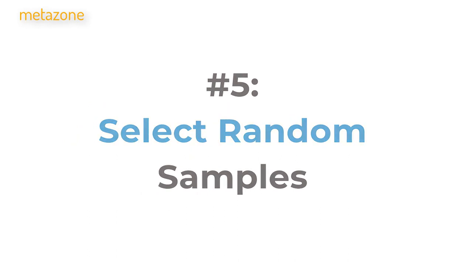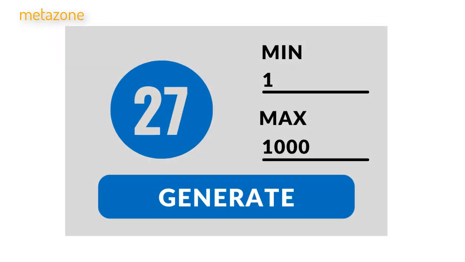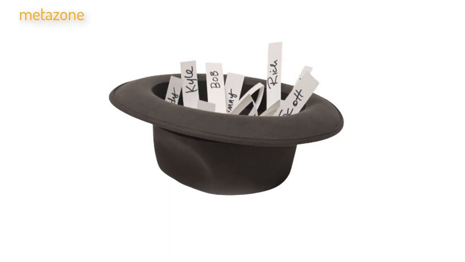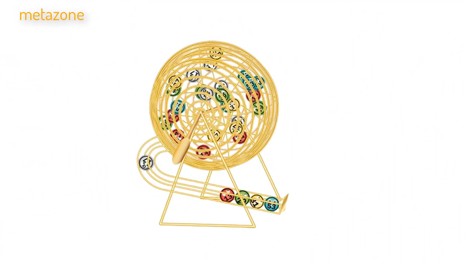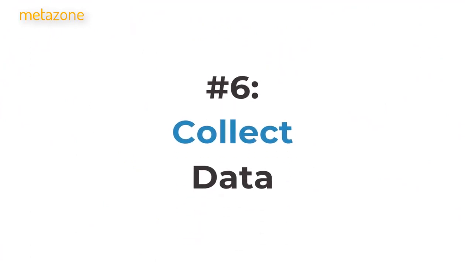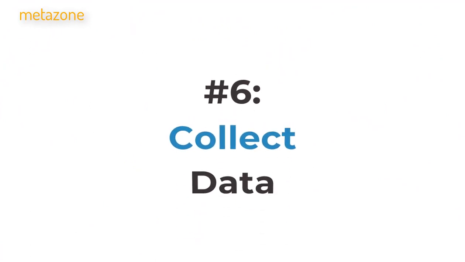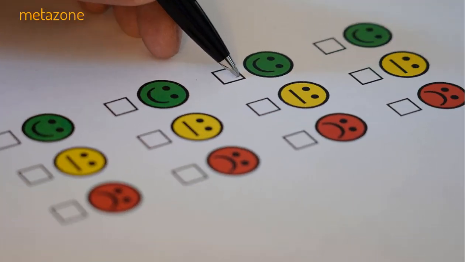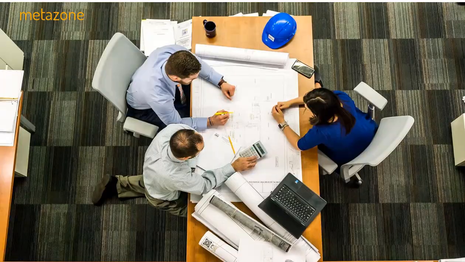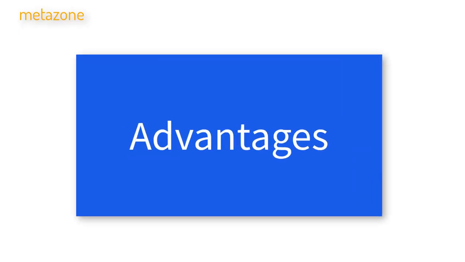Fifth, select random samples. Use a random method to select your sample. This could be done using a random number generator, drawing names from a hat, using a random number table, or any other method that ensures randomness. Sixth, collect data. Once you have your sample, collect the data you need for your study. This could be survey responses, measurements, observations, etc.